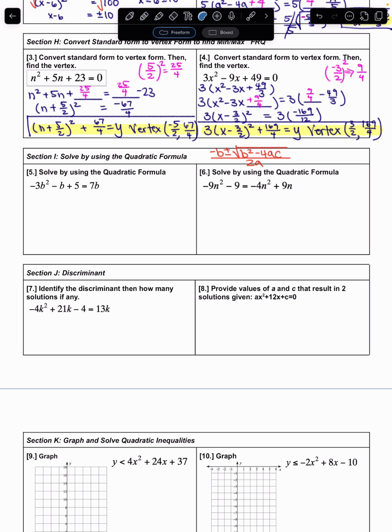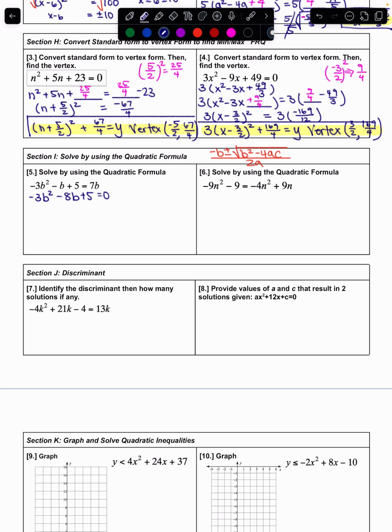Question number 5 is a non-starter. We cannot do anything until we have it in standard form. The standard form of a quadratic function requires us to set it equal to 0. So we're going to move this 7b over to the left side by subtracting 7b. So we have negative 3b squared minus 8b plus 5 equals 0.